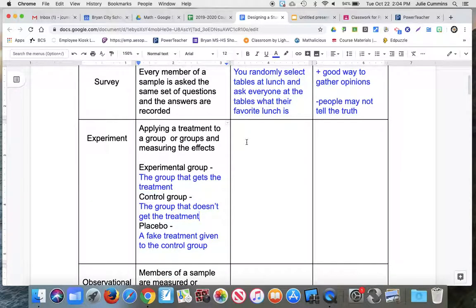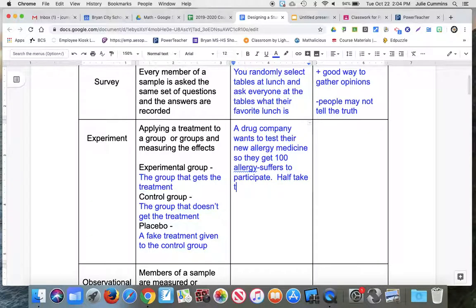So an example of this is, let's say we have a drug company and they want to test a new allergy medicine. So they get 100 allergy sufferers to participate. Half of those people take the new drug for a month, and half don't take the new drug. They get a placebo pill. Now, why would we do this?